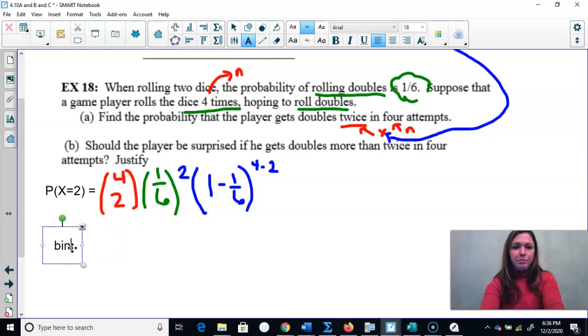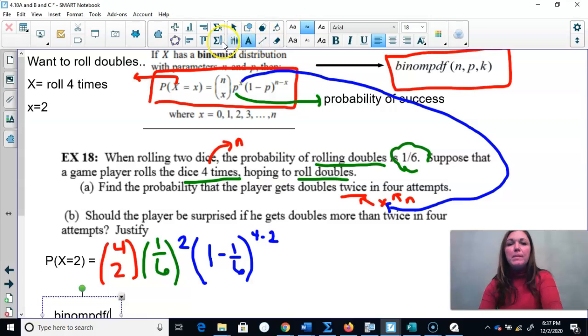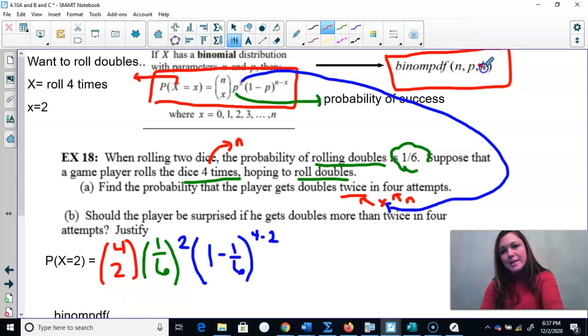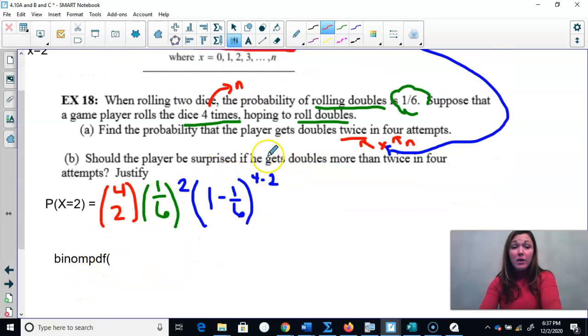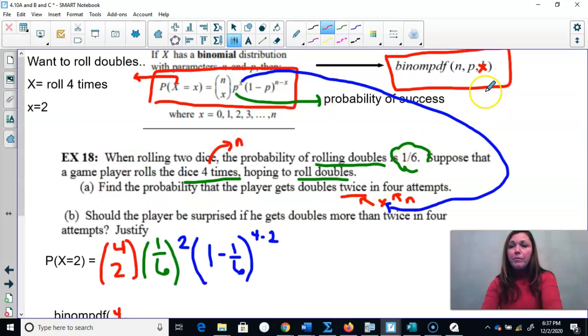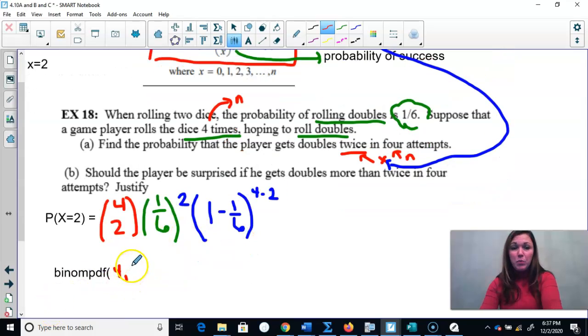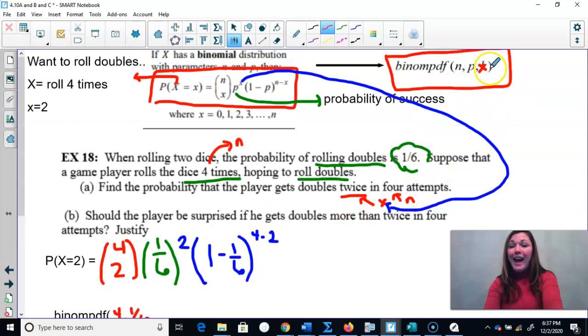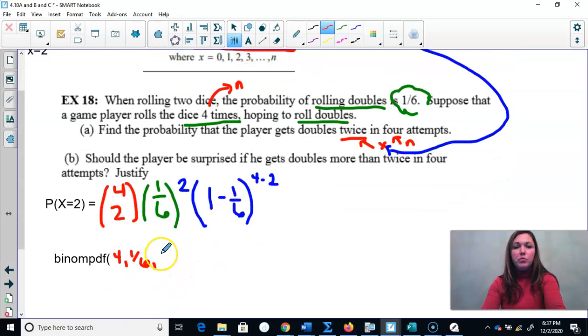Binompdf. NP, I have K. It should actually be X, guys. This is an old slide, so make that an X for me. Thank you. Okay, so Binompdf, our N is our number of fixed trials. We have 4 fixed trials. Our P is our probability of success. That's 1/6. Our X is the number of times we want that success. So we want it twice, 2.